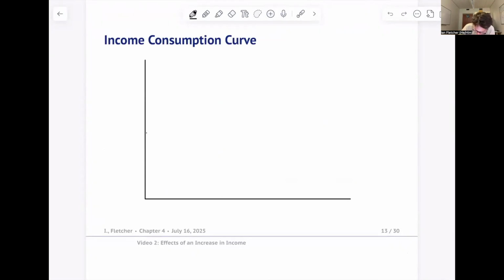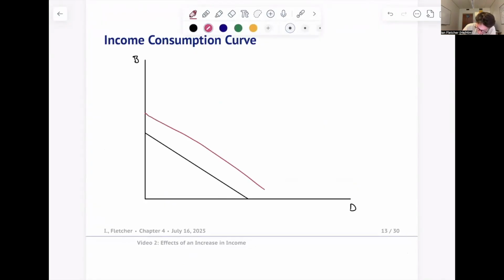So if we have this original, actually, we're going to make this more sloped. So let's say that this was the original. Let's call donuts on the x-axis again, beers on the y. Then we're going to bump out for a change in income. We're going to bump out again for a change in income because, again, we're going to be able to buy more of both types of goods.